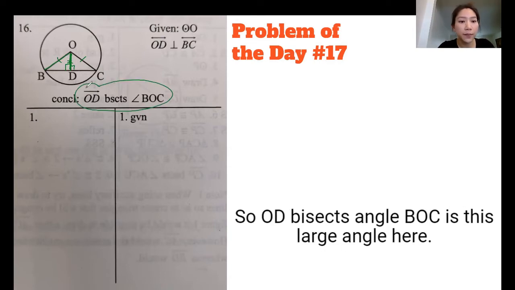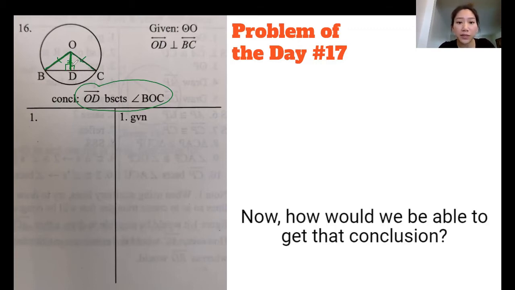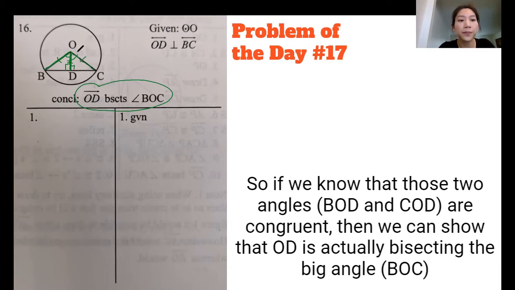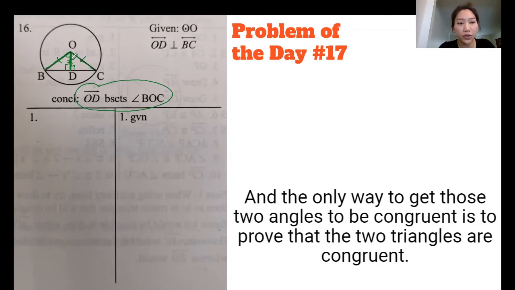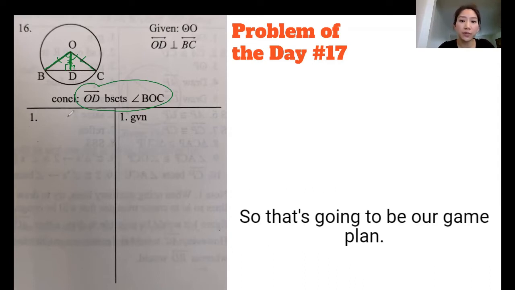So OD bisects angle BOC. Angle BOC is this large angle here, and we want to prove that OD is bisecting that, so cutting it in half. Now, how would we be able to get that conclusion? Well, it would only be if we know that these two angles are congruent first. If those two angles are congruent, then we can show that OD is actually bisecting the big angle. And the only way to get those two angles to be congruent is to prove that the two triangles are congruent. Then we can use CPCTC, or two congruent triangles implies two congruent angles. Okay, so that's going to be our game plan.